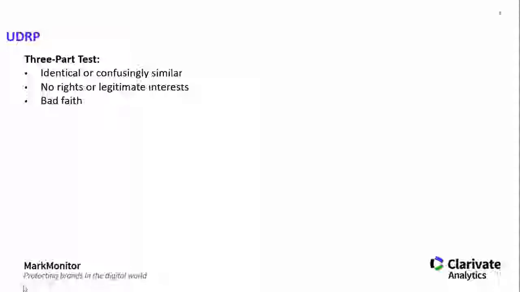As you can see on this slide, there's a critical three-part test that every trademark owner must prove to the satisfaction of a UDRP panel, which can either be one or three people who've been appointed to decide a case, to receive a decision. And there are three types of decisions.